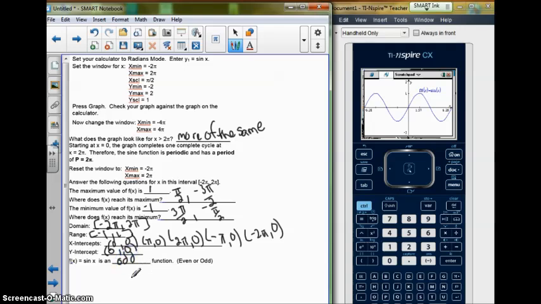Okay, the way you can check that is, remember, for an odd function, f of negative x is equal to negative f of x. Okay, all right. I'm going to go ahead and stop this one here, and we'll pick up with another video on cosine.